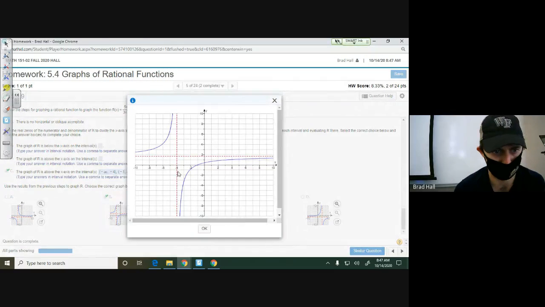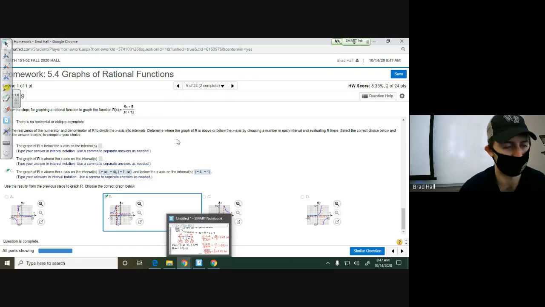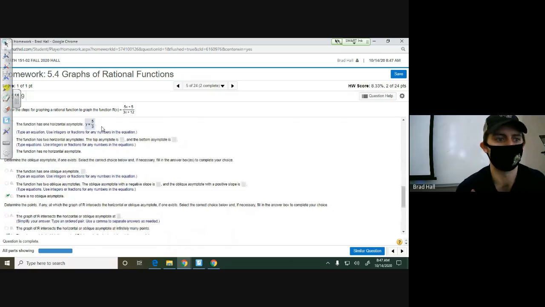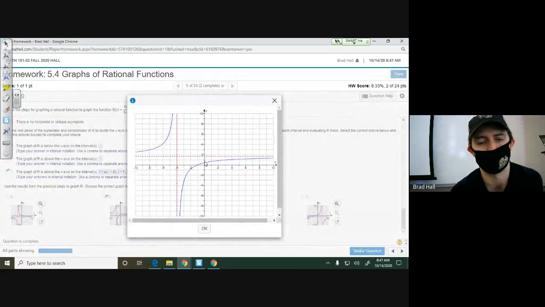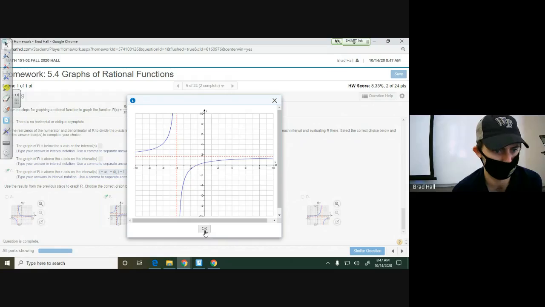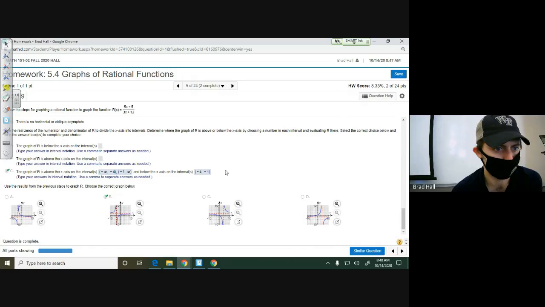So notice here's the vertical asymptote at -4. And we said that the horizontal asymptote was 5/3. So 5/3 is roughly 1.67. So notice there's a horizontal asymptote here right underneath 2, i.e. 1.67. So that's how you would do this problem.